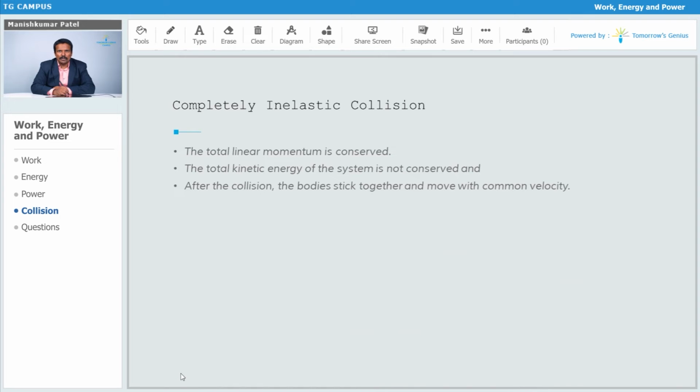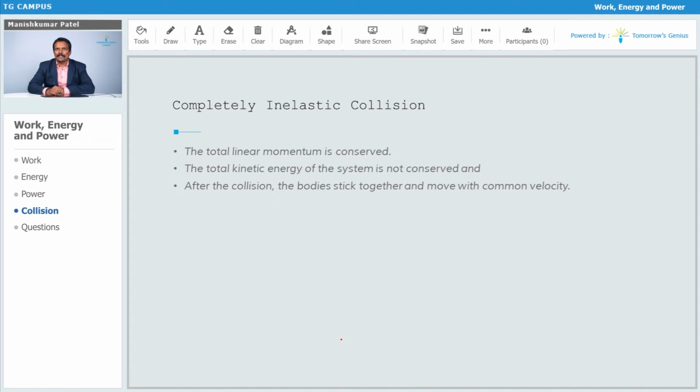Next, if I talk about inelastic collision, the total linear momentum is conserved, but the energy is not conserved entirely. Some part of the energy is lost. It might be in the form of light, heat, sound, like that. After the collision, the bodies stick together and move with a common velocity. That is what we call an inelastic collision.